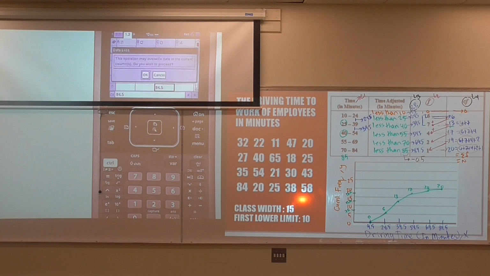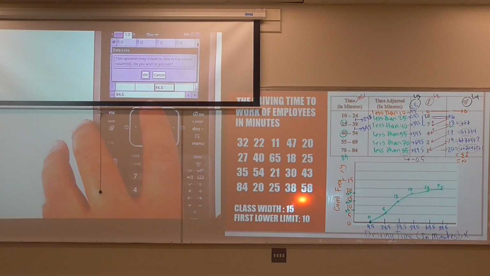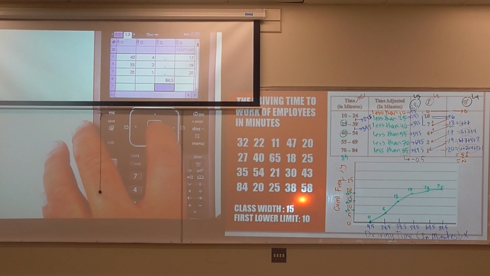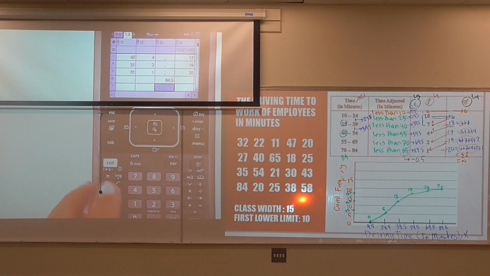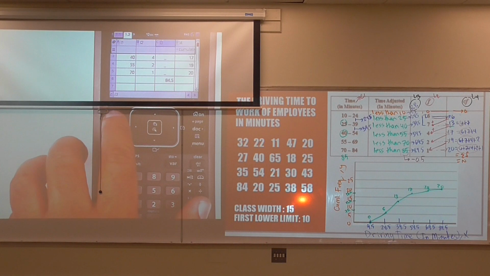There you are. This operation may overwrite. Oh, let me see something real quick. I knew it. Okay, I've got to do something. Let me just undo real quick. Oh crap, wrong.